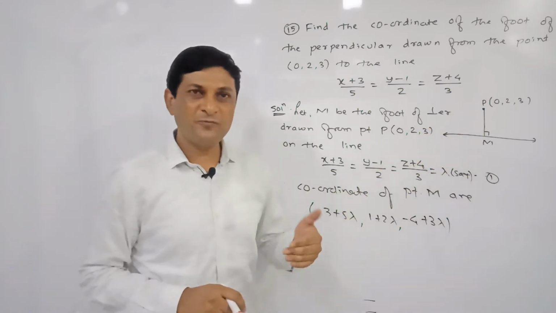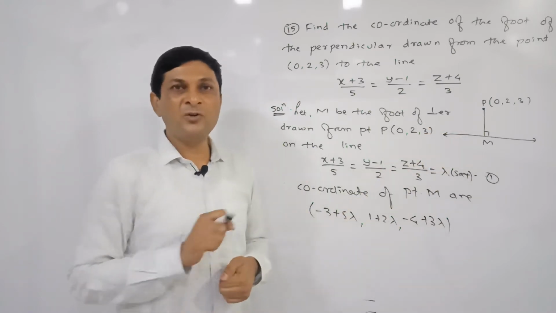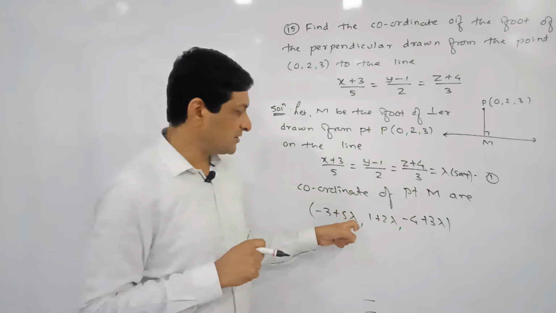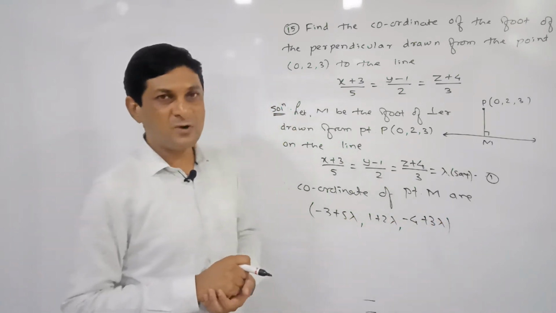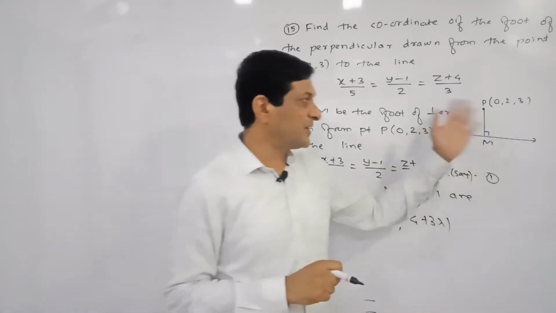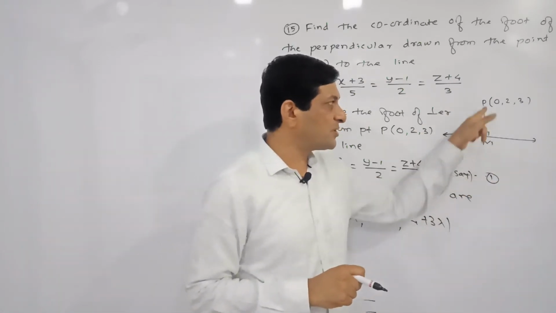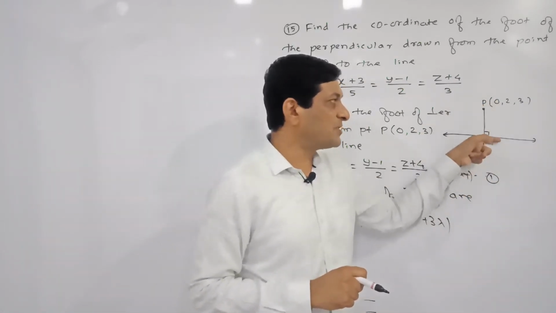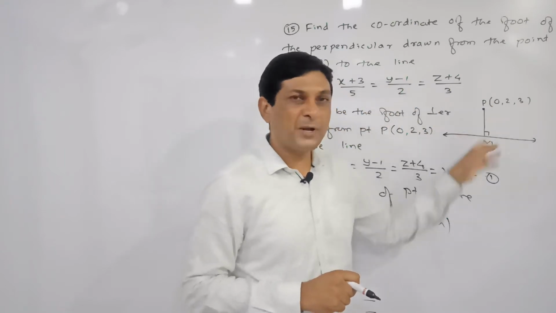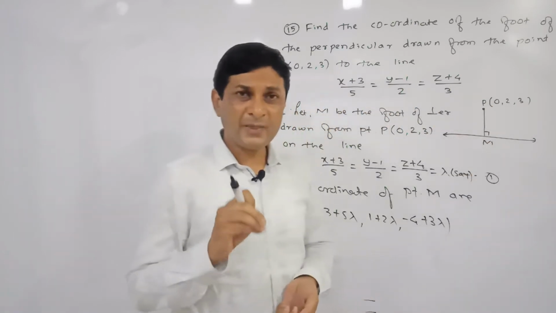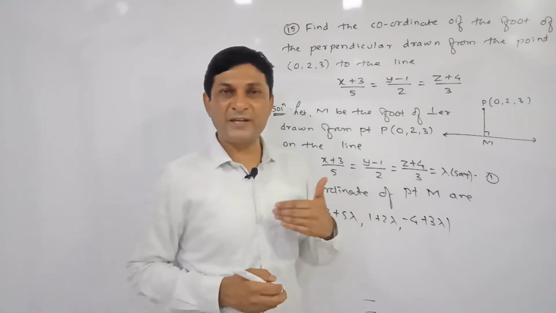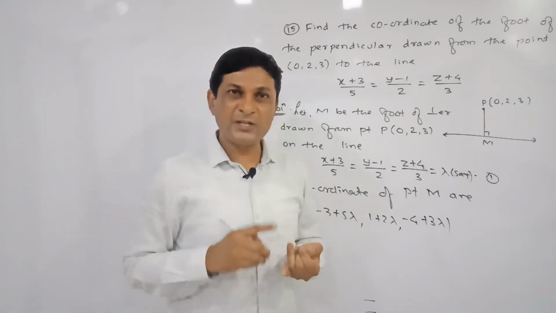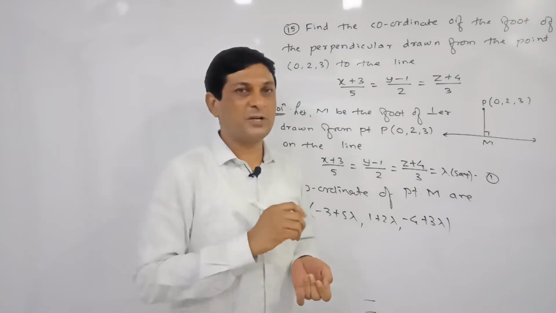M is nothing but the foot of the perpendicular, but one unknown value appears in it. What is that unknown value? Lambda. Now we are trying to find the value of lambda using the given condition. What is our observation here? This line PM and this given line are perpendicular to each other. And if two lines are perpendicular, their direction ratios satisfy the condition A1A2 plus B1B2 plus C1C2 is equal to 0.